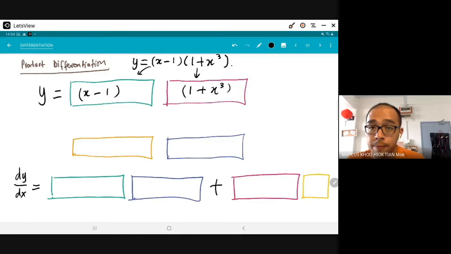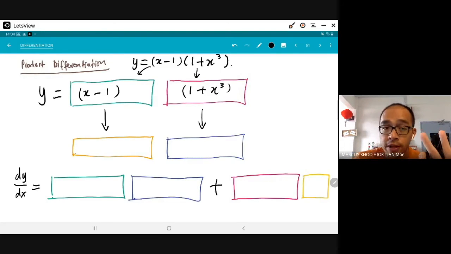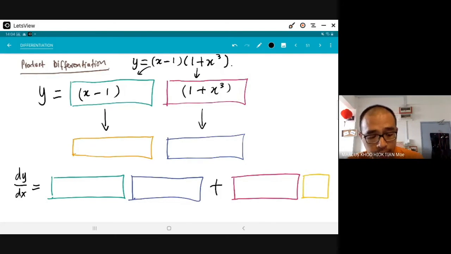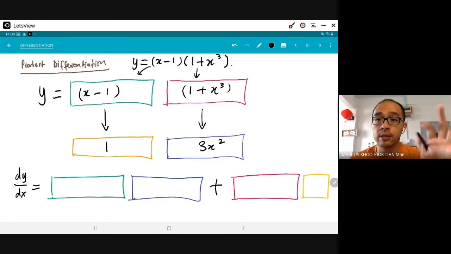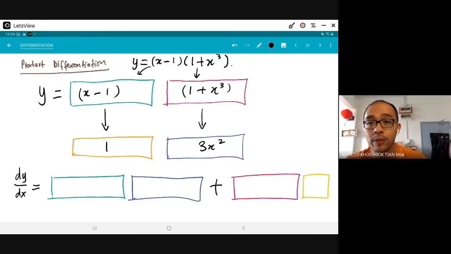Then what you do after that is, every box you differentiate individually. So x minus 1 you differentiate, you'll get 1. (1 plus x) to the power of 3, you differentiate, you'll get 3x squared. By now you cannot be asking me, sir, how do you get 3x squared? That is Monday's class. I hope that by now, when you look at it, you can know already, okay, this is 3x squared.